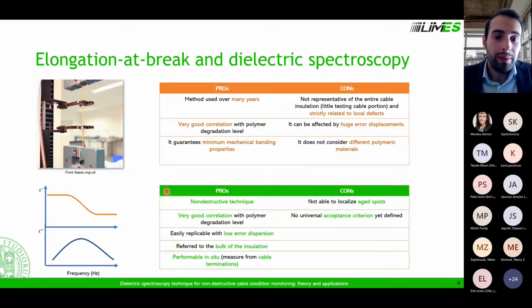In the lower part of the slide, you can see the pros and cons of the dielectric spectroscopy technique. As I was saying, it is a non-destructive technique. We will see that, but it has very good correlation with polymer degradation level. It usually has a lower dispersion, it is referred to the bulk of the insulation, and it is performable in situ. As a con, we have the fact that we are not able to localize the aged spots, and up to now there's no universal acceptance criterion which is strictly defined.